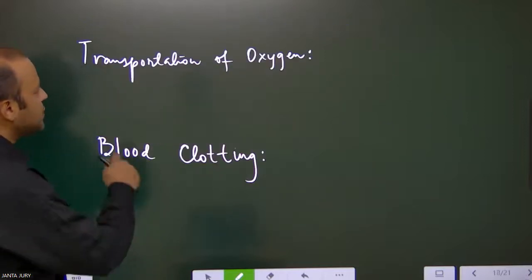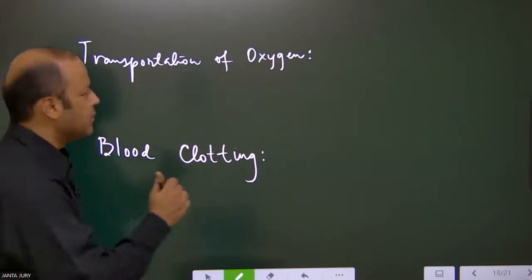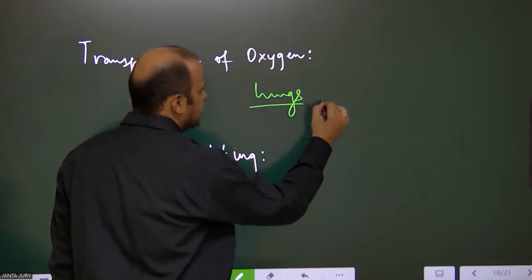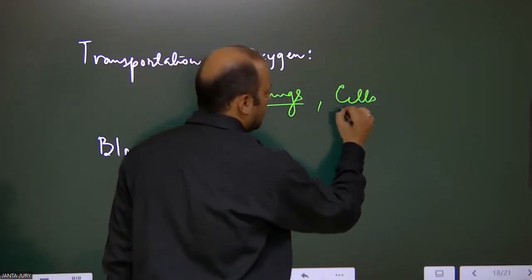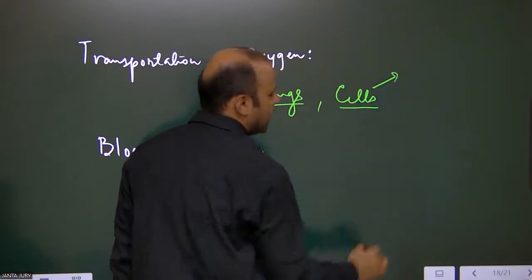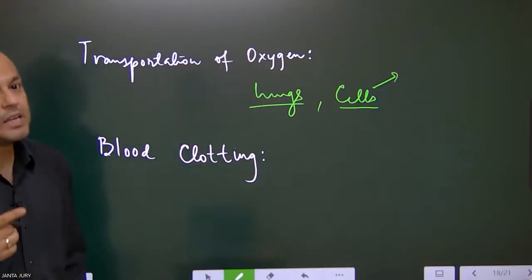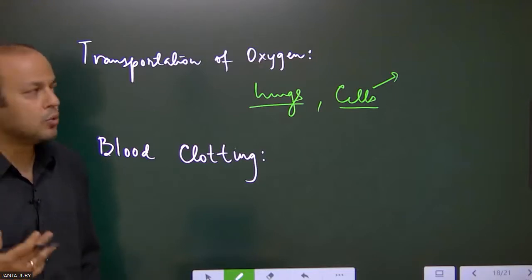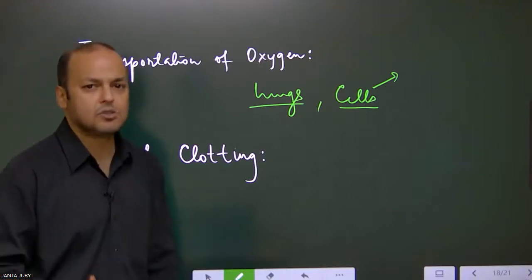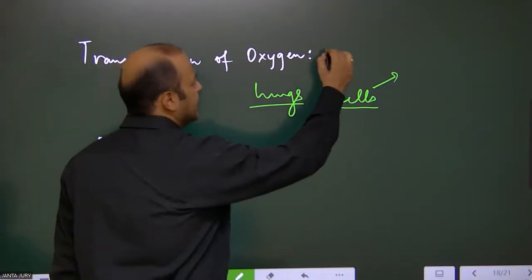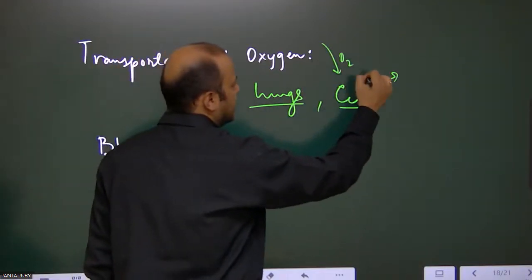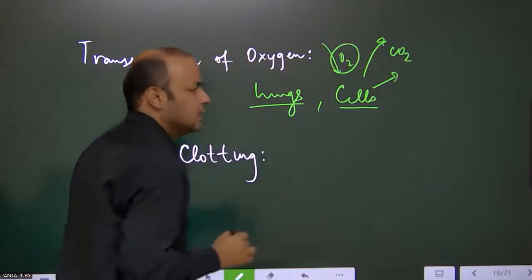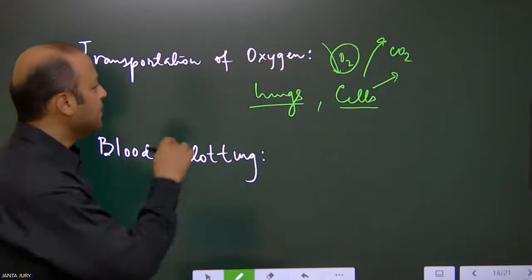Now see, transportation of oxygen. The transportation of oxygen to lungs and cells for the purpose of the cellular respiration that goes on in our cell. As you know, our body is made up of trillions of cells and they regularly need oxygen and they give out the carbon dioxide. This oxygen is provided to the cell by blood.